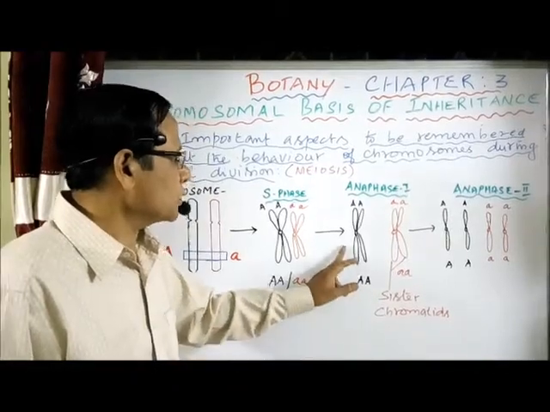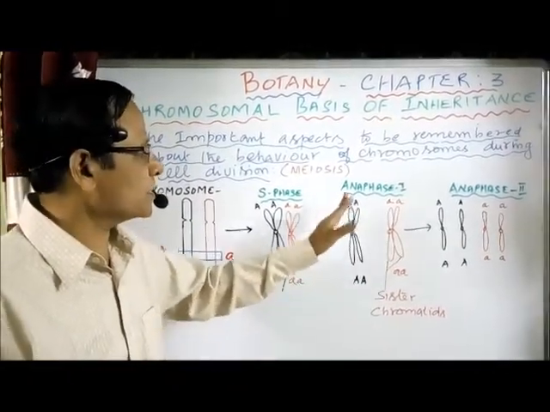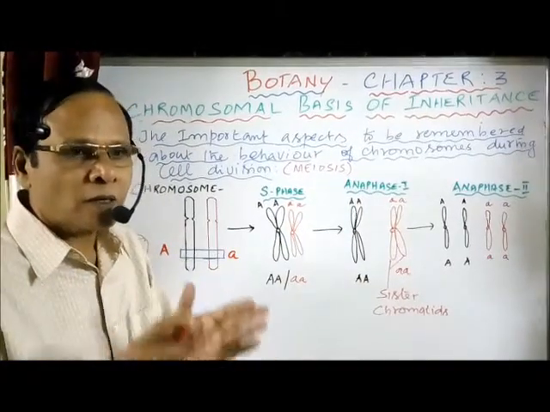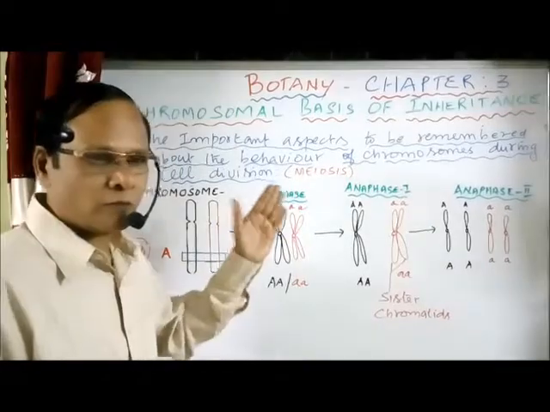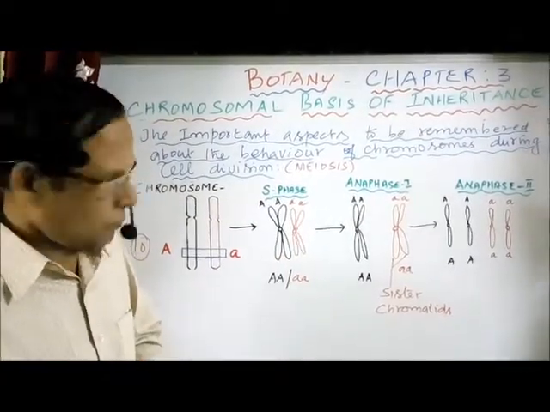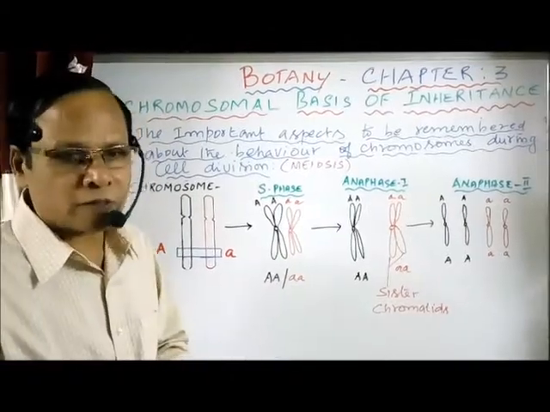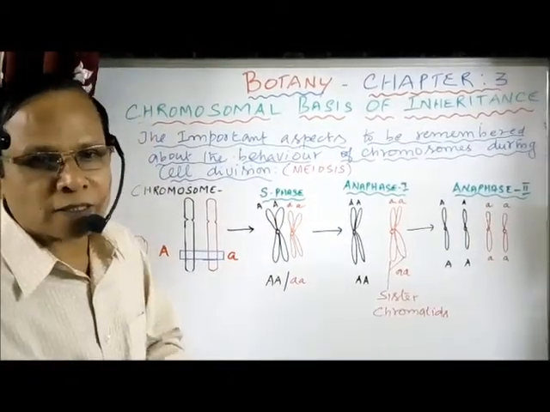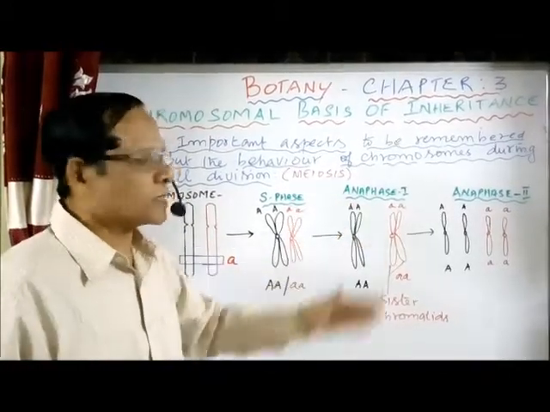Each one is having the sister chromatids. So now the cells in anaphase 1 have half the number of chromosomes. For example, if you have 26 chromosomes to start with, then in anaphase 1 at one end we have just 13 chromosomes. So what happens during anaphase 1?